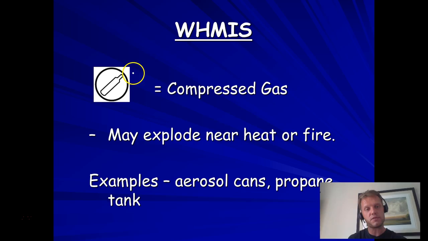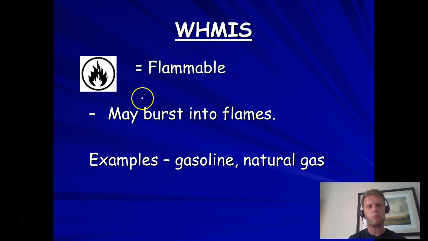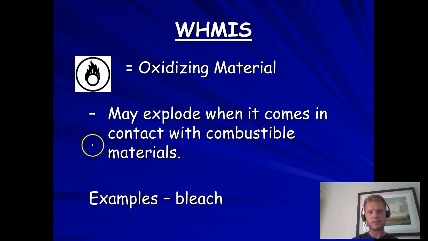The first symbol that you may have seen before is something known as compressed gas. And these are dangerous because they can explode when they get super hot. Some examples are aerosol cans or propane tanks. In workplaces, you'll see this symbol on them. Another example is flammable. This looks just like the one before, but it's also used in WHMIS, and it means that things may burst into flames. Some examples of that are gasoline or natural gas.